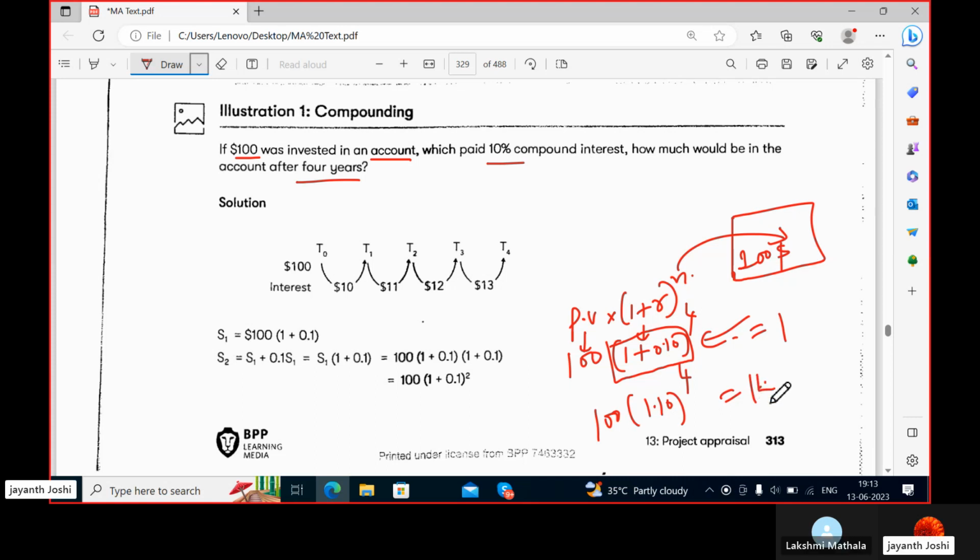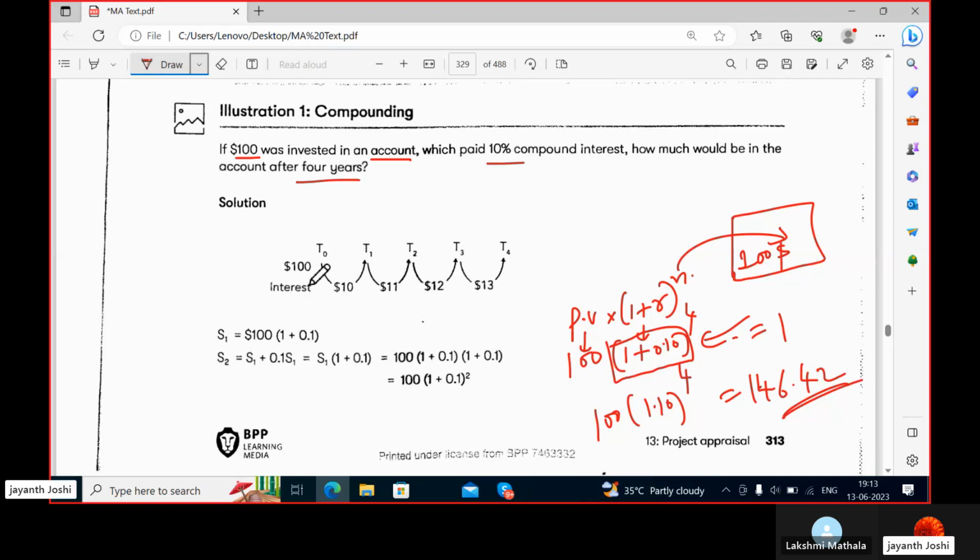146.41. 146.41. 42, correct? 1.10 into 1.10. Just a second. Yeah, 1.46. Okay, fine. 146.41 or 42 is the answer. Okay. So this is what we got directly. But what about this?